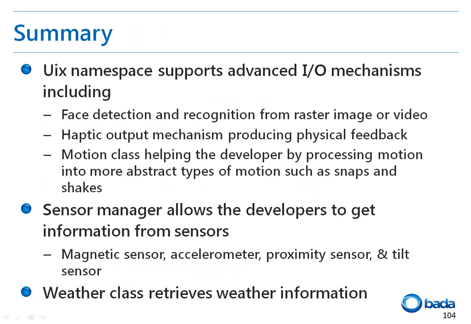Now, let me summarize UIX. The UIX namespace has been created to provide more advanced I/O mechanisms than the conventional I/O mechanism. You can detect and recognize faces from raster pictures, such as images or videos. And by using haptic, a physical feedback mechanism is implemented. The motion class abstracts and delivers complex inputs, such as the snap or shake movements to the application.